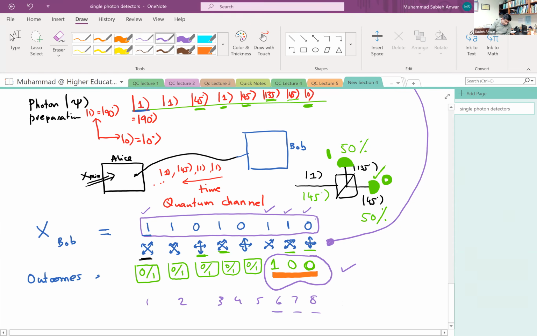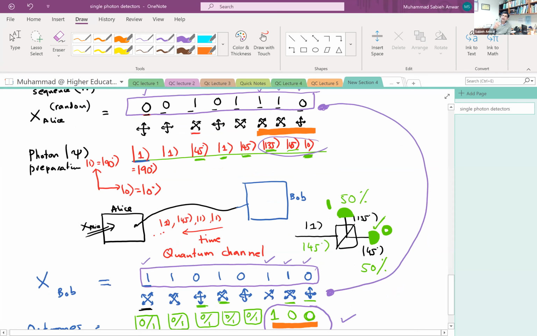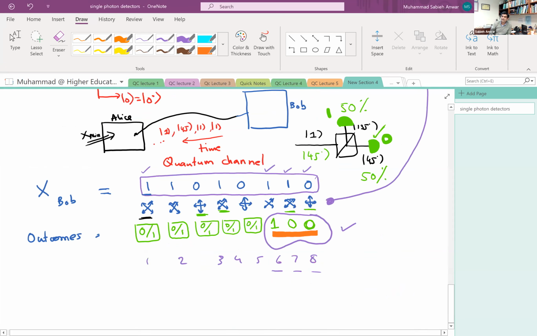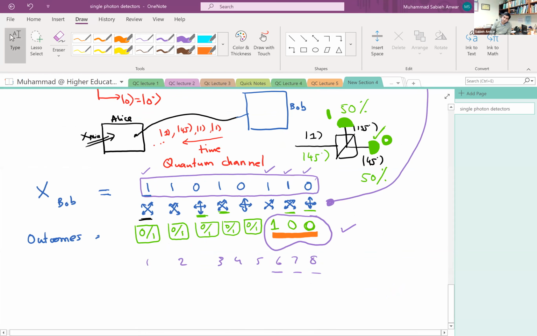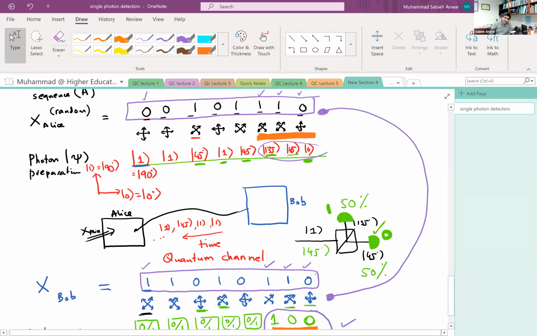So the photons that they receive here in the sixth, seventh, and eighth instance will tell us that they have now generated a secure quantum key. Okay, so this is how secure quantum keys are generated.